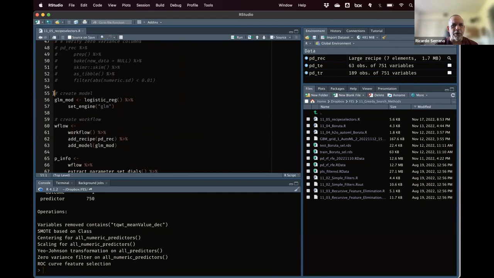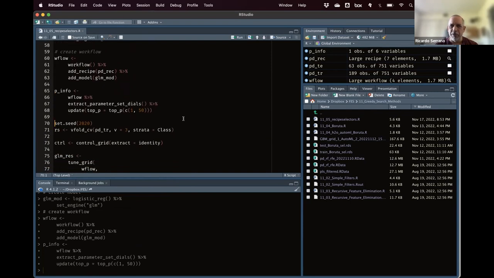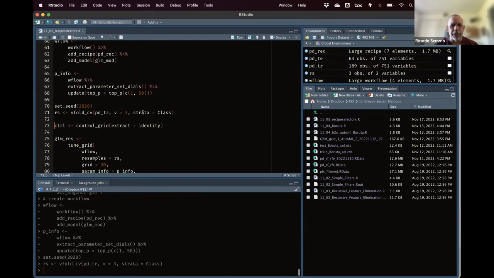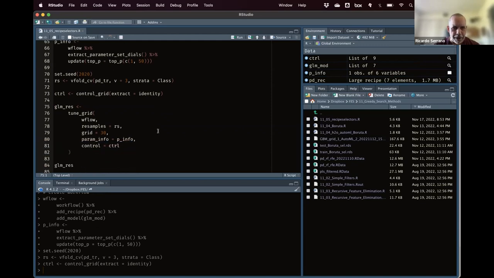Okay. And we're going to run a simple regression model to try to see which is the optimum set of features, okay? We're going to do a workflow. We're going to give a parameter info because we need that for the tuning of that parameter. Then we're going to set the seed and do the cross validations. Because the sample size is very small, I'm only using 3 folds, not the 10 that is usually the default. Then we have our control grid. And then we fire it up, right? We're going to tune the grid, but the tuning parameter is going to be the number of predictors here.